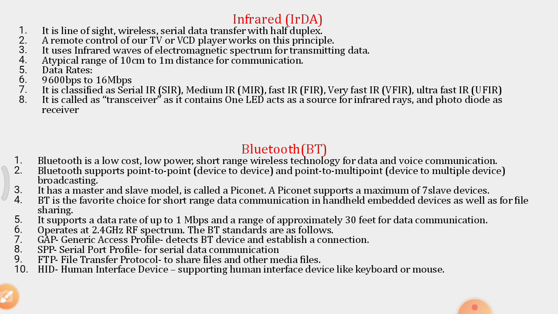It is also called a transceiver, as the infrared is made up of one LED and one photodiode, where the LED acts as a source generating infrared rays, and the photodiode is used for detecting them, as the receiver.